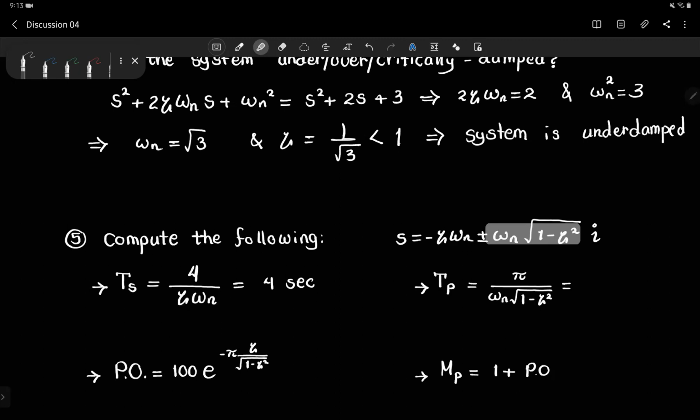So in this case, the expression we have is square root 2. So this is pi divided by square root 2, right? And this we found is 1.